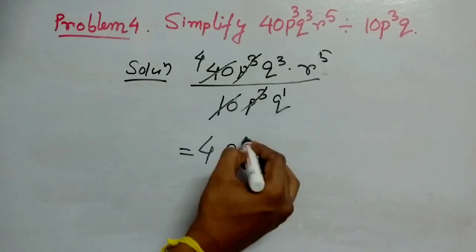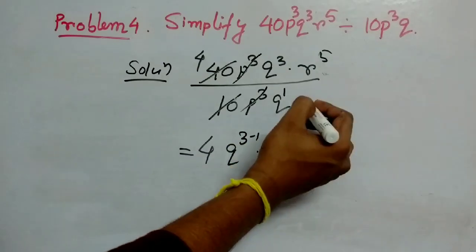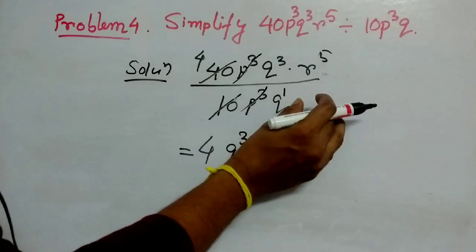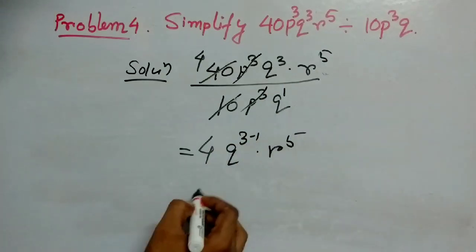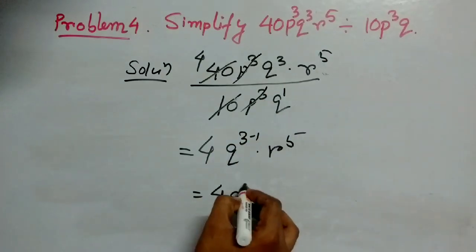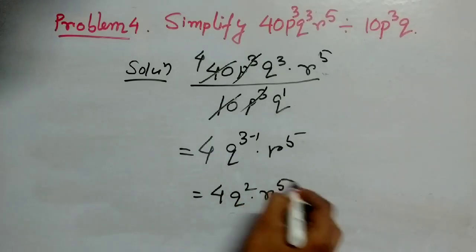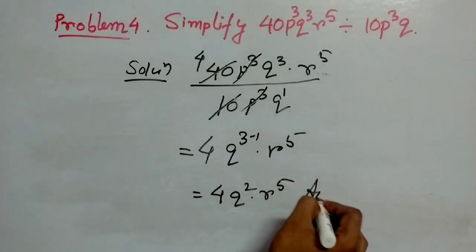So let us write q to the power 3 minus 1, and here is no r, therefore r to the power 5 will remain. So this is 4 into q square into r to the power 5, and this is the answer.